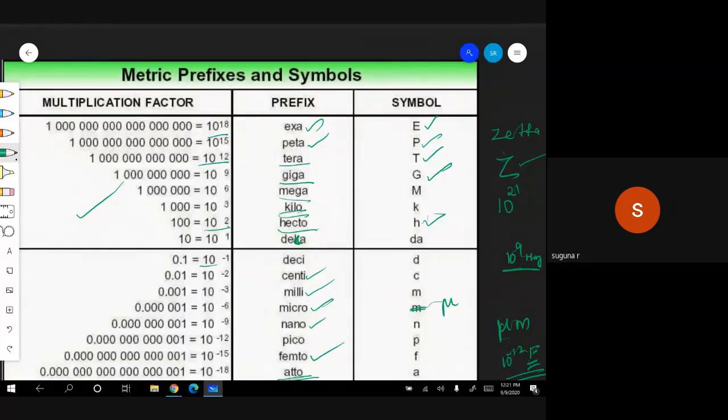Then yotta. Yotta means capital Y, that is 10 power 24. These are all more than exa. 10 power 24 is what is called yotta, and it is capital Y. The multiplication factor is 10 power 24. They are not that common, but have an idea. That's it. Is it clear?